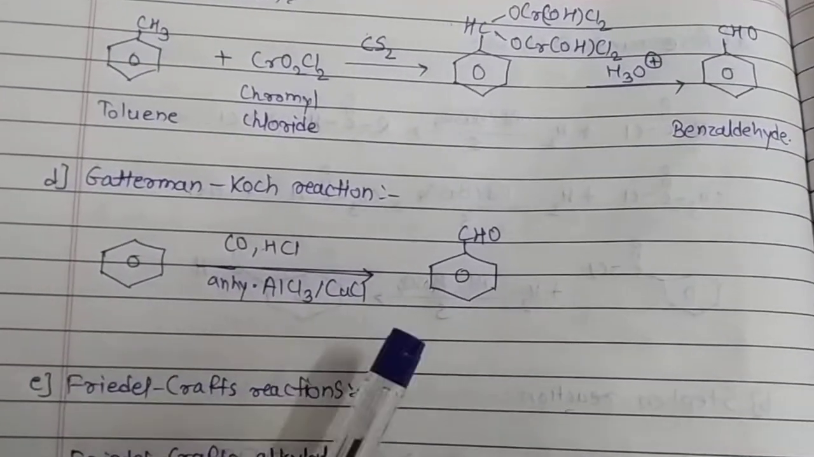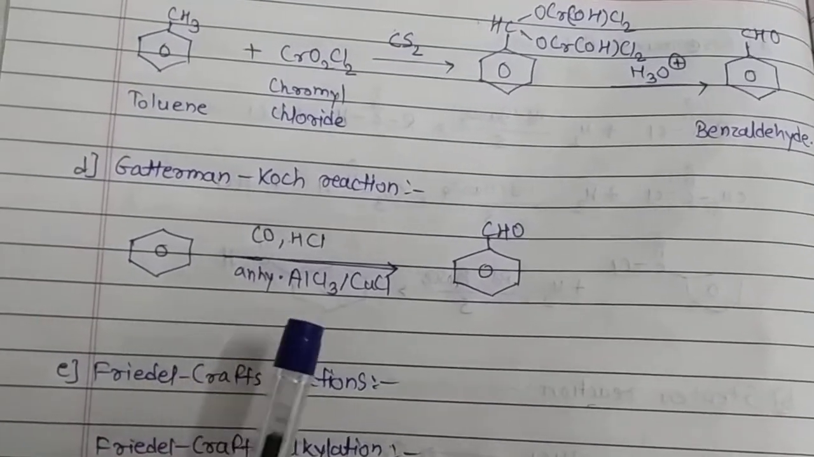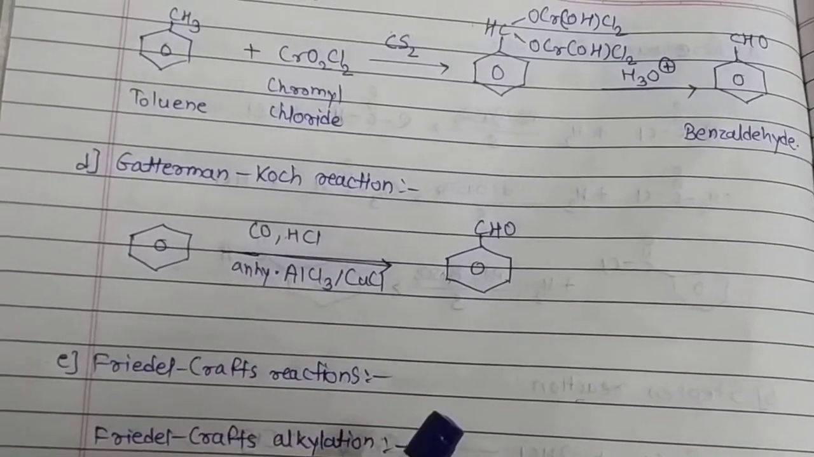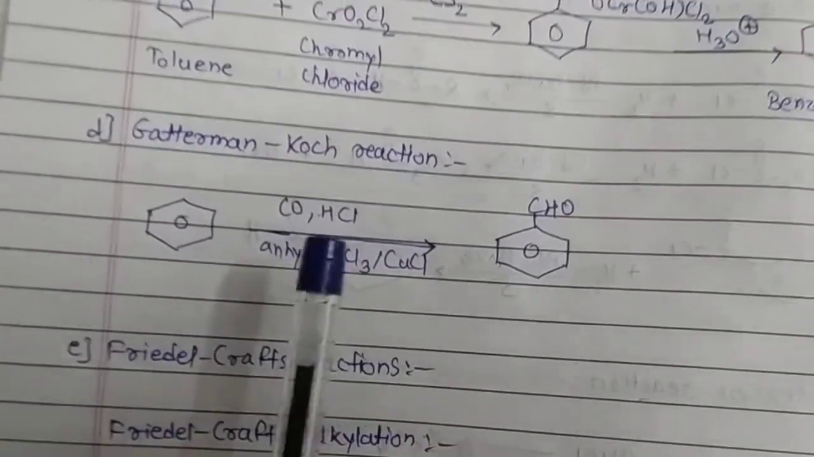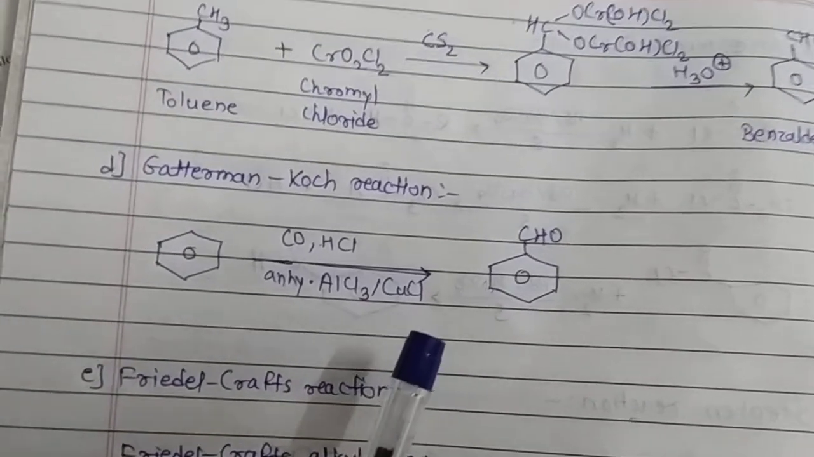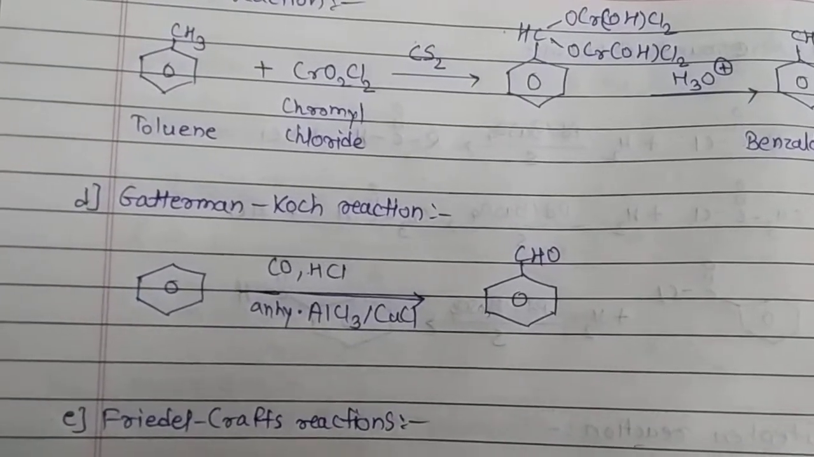Next is Gattermann-Koch reaction. Again carbon monoxide and HCl are used, and anhydrous AlCl3 is the catalyst for this reaction, or we can use copper chloride also. So benzene is converted into benzaldehyde by using carbon monoxide and HCl. So this reaction is known as Gattermann-Koch reaction.